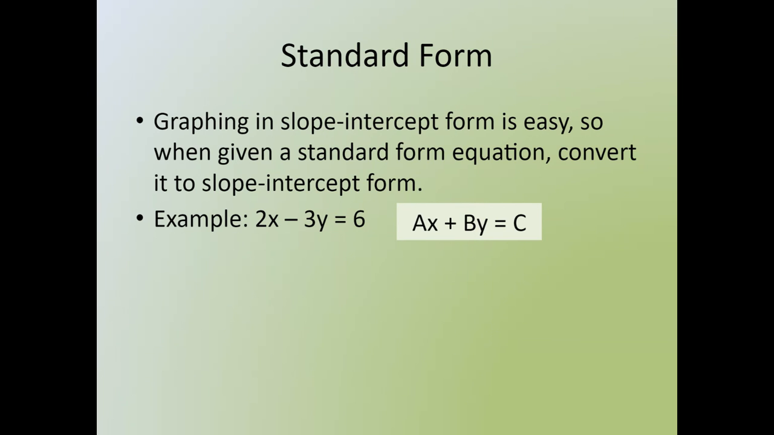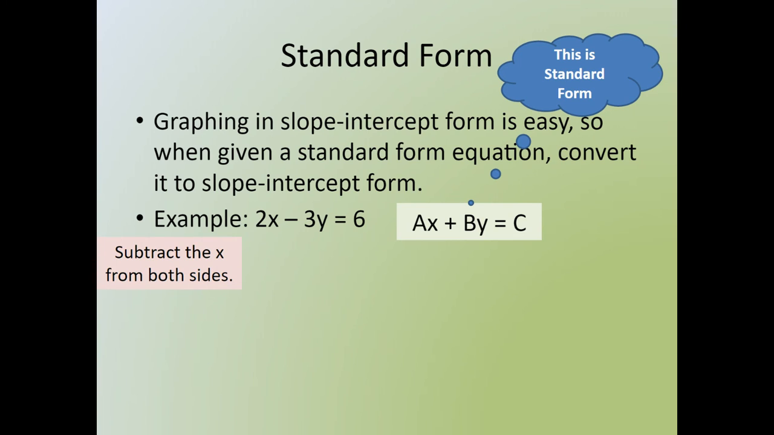Remember, if it's written in standard form, it's in the form ax plus by equals c. This is the standard form. So for us to convert it to slope-intercept form, we need to get the y by itself. First, we need to subtract the x term from both sides. In this case, we're going to subtract 2x on both sides of the equation. So that leaves us with negative 3y equals negative 2x plus 6.